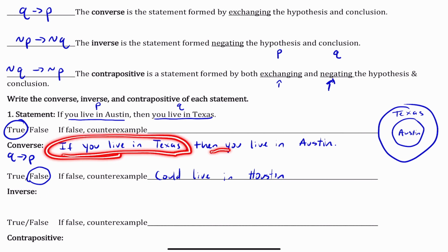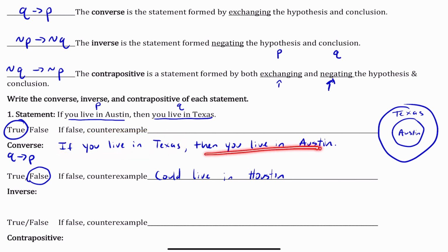And then what comes right after that, is that true or is that false? So if you live in Texas, yes, Texas does exist, but does it mean that you live in Austin? No. So how I came up with this counterexample is I think of a city in Texas, but that's not Austin. So could live in Houston is a great, and this is a very, very specific counterexample.